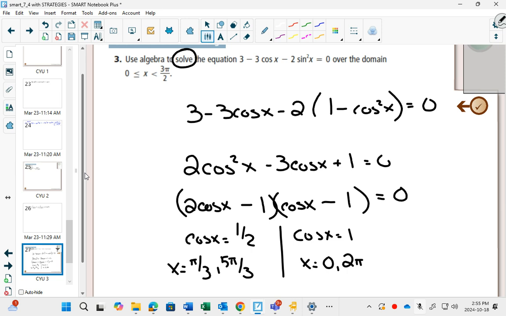And then afterwards, we should read the question in case they didn't give us a domain of 0 to 2 pi. Oh, and they didn't. You see they give us a domain of 0 to 3 pi over 2? Does that make sense? We're only going to check quadrant 1, quadrant 2, and quadrant 3. This one was in quadrant 4. We can take it out. This one's past 3 pi over 2. We can take that one out. And so the answers are only 0 and pi over 3.